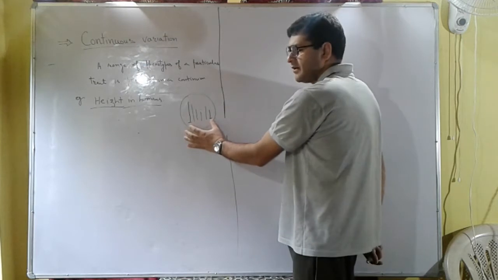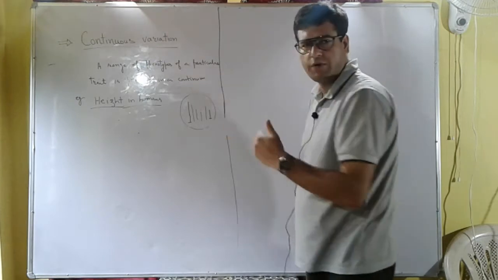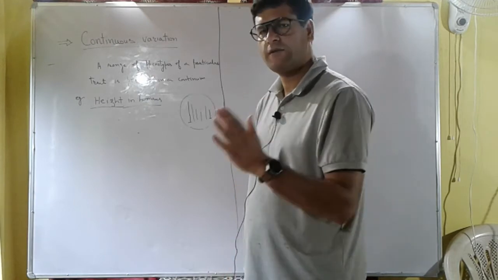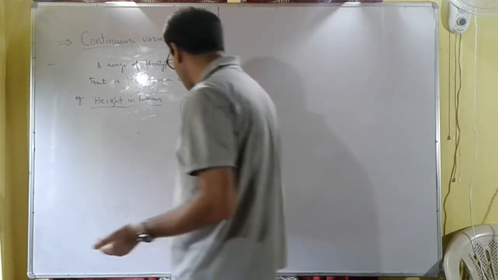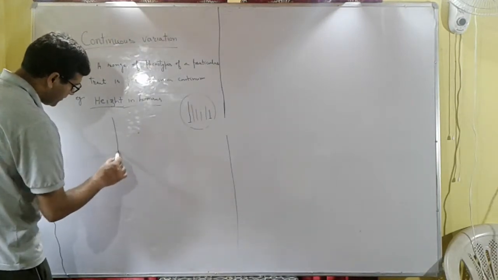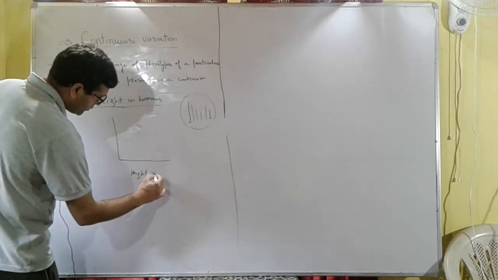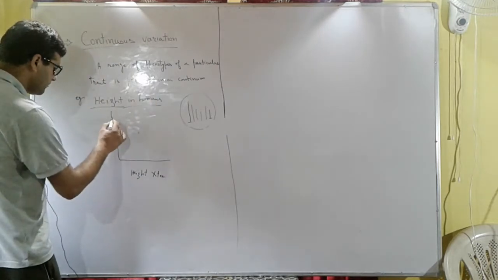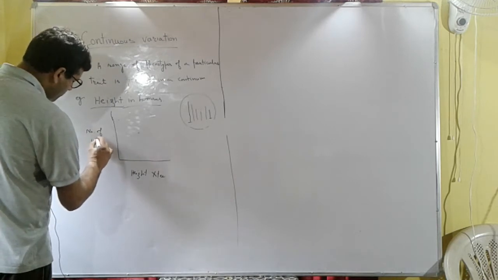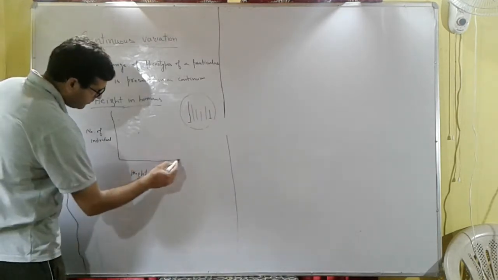Here we have taken the trait height, and in height we see a range of values present between the tallest person and the shortest person. So if we plot a graph, we will take height, which is a character, and here we will take the number of individuals. Obviously we'll show it with the help of a bar graph.